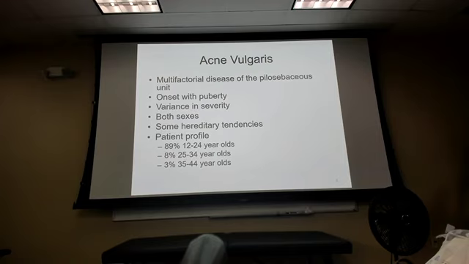Oftentimes we see these things start happening once a child gets into the puberty, okay? Variants on severity, again, like I said, we're going to talk about mild, moderate, severe. Happens with not one, but both of the sexes. If your mom and dad had it, if other siblings grew up with it, then it's probably going to happen to you as well, okay?